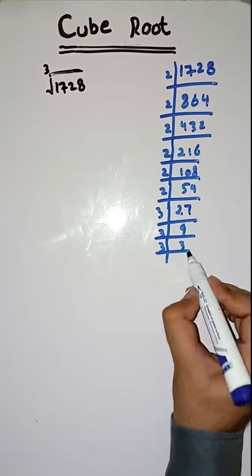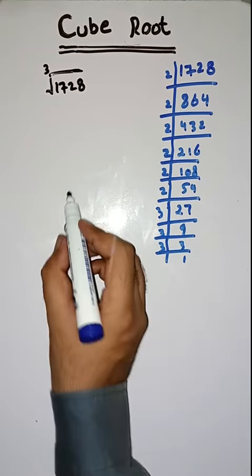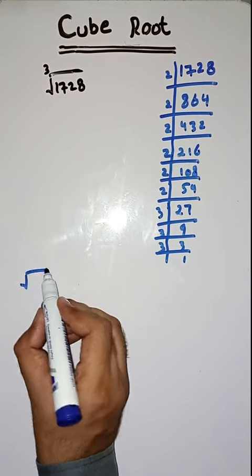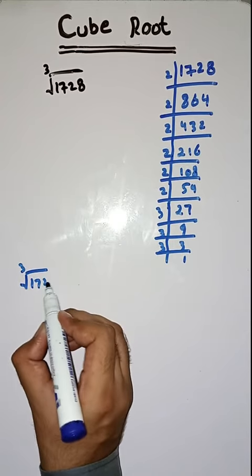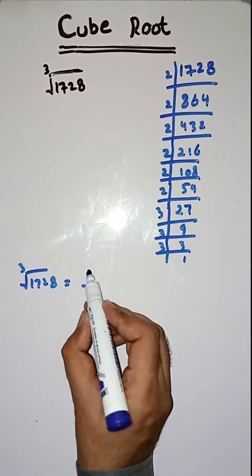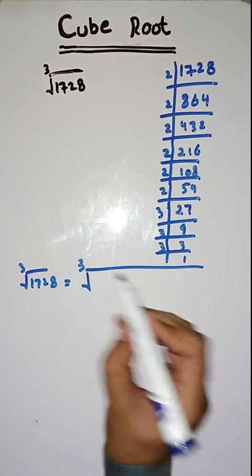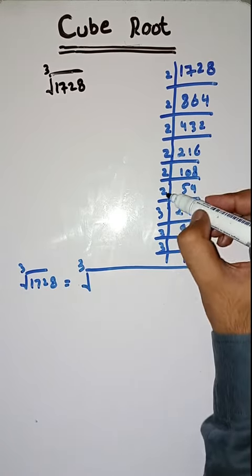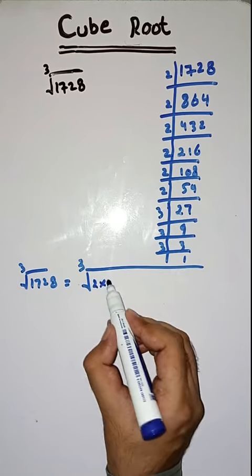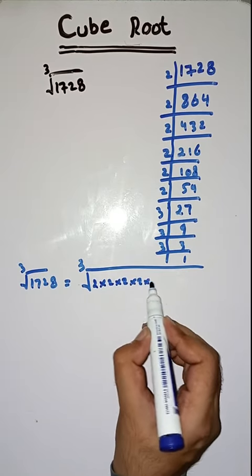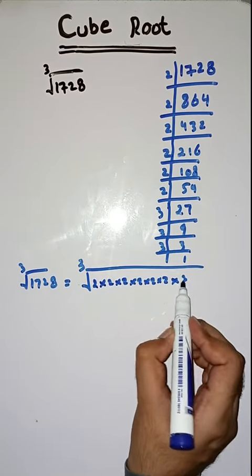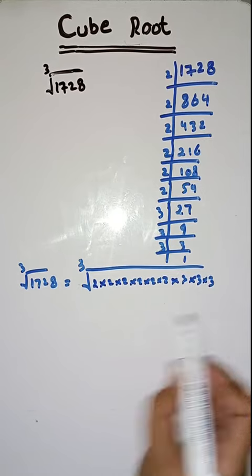3 ones are 3. So students, cube root of 1728 is equal to cube root of its prime factors, which are 2 into 2 into 2 into 2 into 2 into 2 into 3 into 3 into 3.